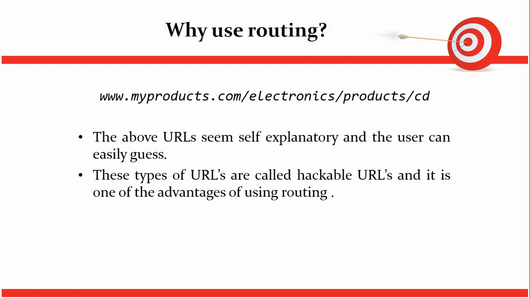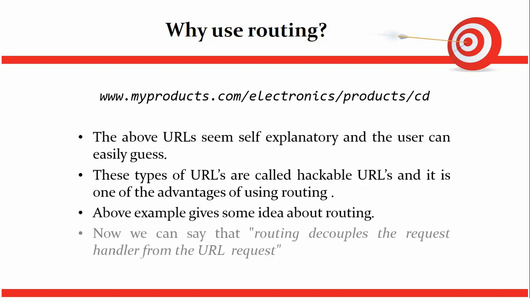These types of URLs are called hackable URLs, and it is one of the advantages of using routing. Why? Because by looking at this, you will not know which file I called, whether electronics.aspx or products.aspx or cd.aspx. You do not know, because I'm routing this URL to a physical file in my code. The user will see this URL very simple, but when I call this URL, it will actually take me to a specific file in my server, just like we have seen in Django urls.py. If this URL is accessed, which method to be called, which physical file has to be called, all those things can be given to me.